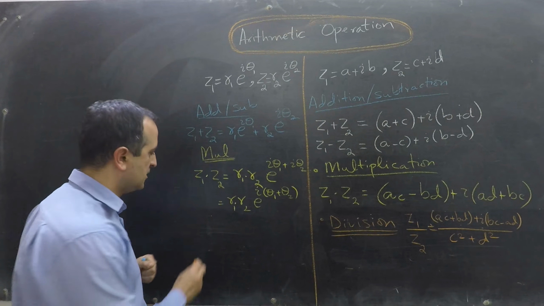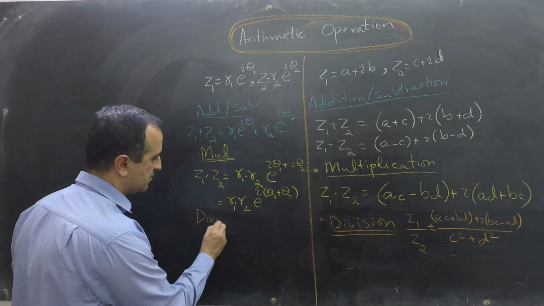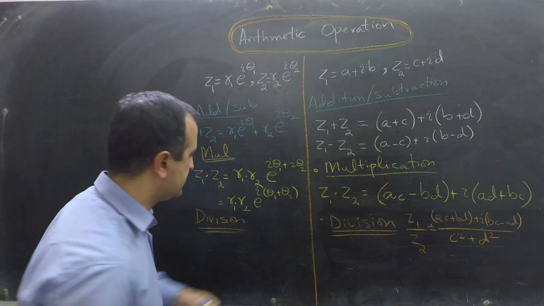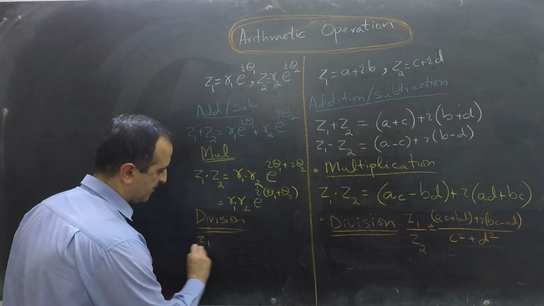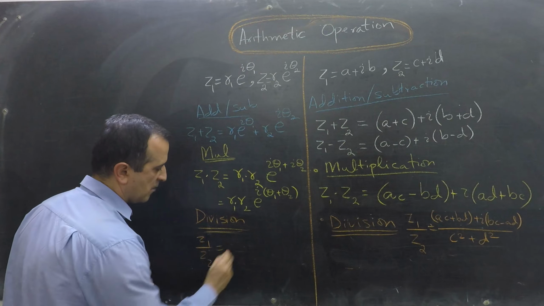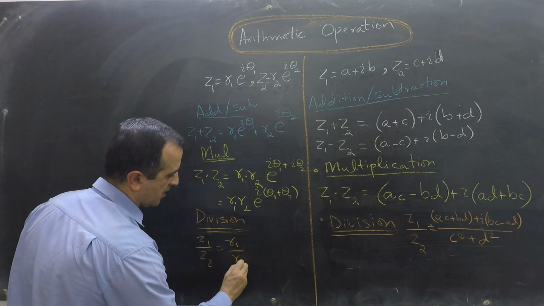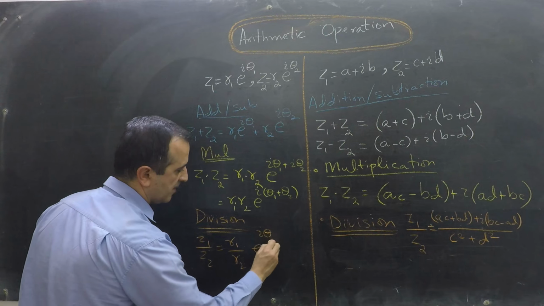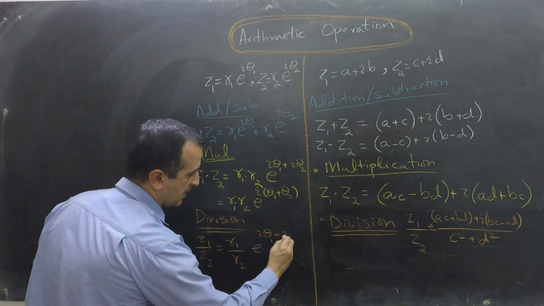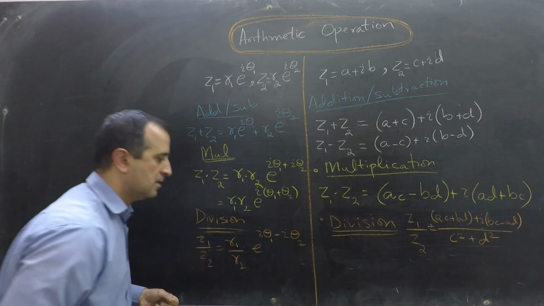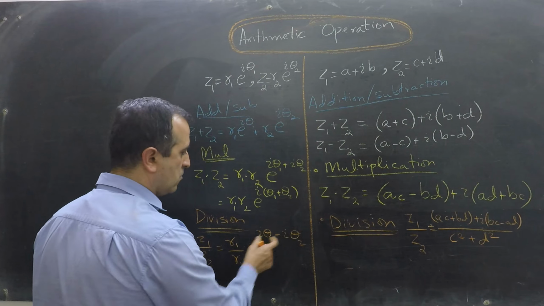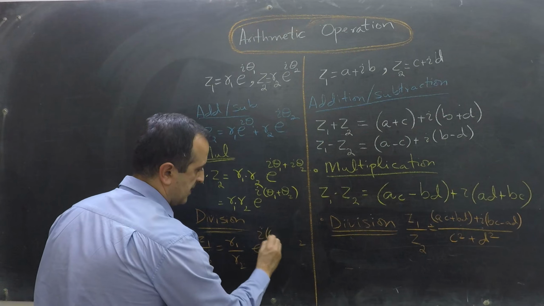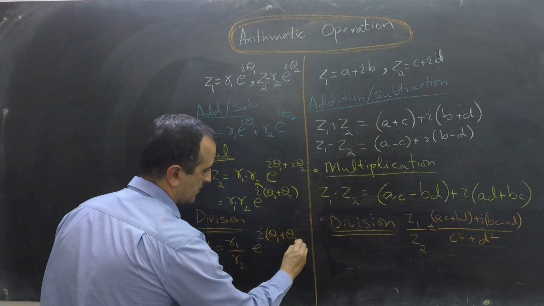Similarly, the operation of division in this case is much easier as compared to the operation of division in that case. So if I divide z1 by z2, my result will be r1 over r2 Euler constant raised to power iota theta 1 minus iota theta 2, and I can take iota out, so I can write it like iota theta 1 plus theta 2.